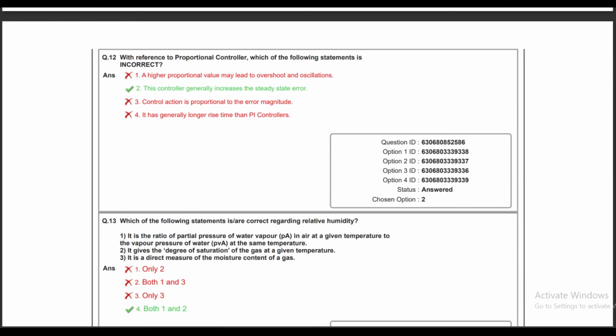In the next, with reference to a proportional controller, which of the following statements is incorrect? You have to provide the incorrect statement. In this case, they are providing the second option as incorrect. But generally, proportional controllers also give a steady state error. So according to me, the answer should be the fourth: it has a generally longer rise time than PI controllers.